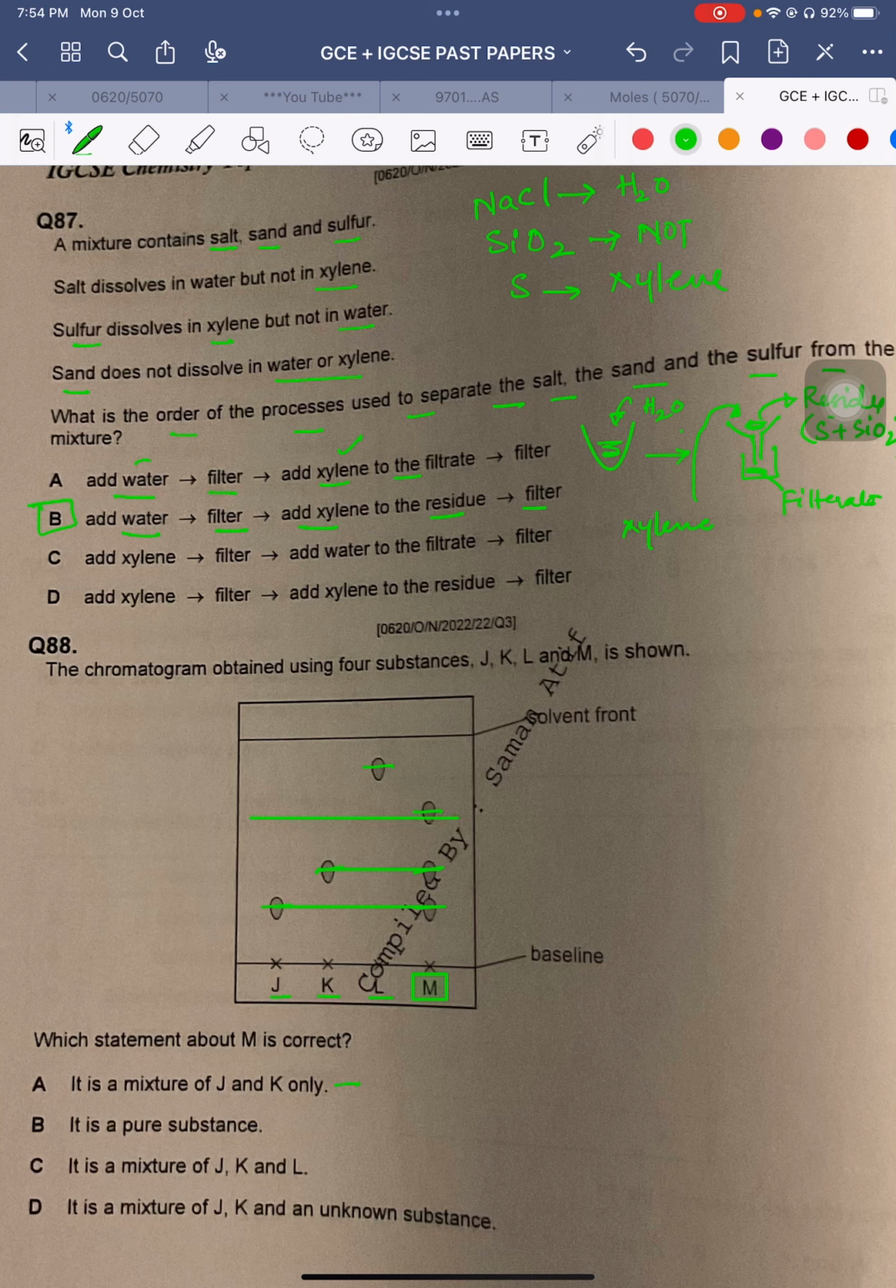Let's see. It is a pure substance? No, it's a mixture. It is a mixture of J, K, and L? No, L is not present here. It is a mixture of J, K, and an unknown substance, because we can see that one of the lines is matching with J, whereas the other line is matching with K, but the third spot is unknown. It is not matching with anyone. So that's why D is the right option. Be careful while solving these questions.